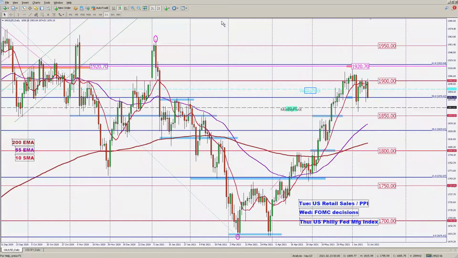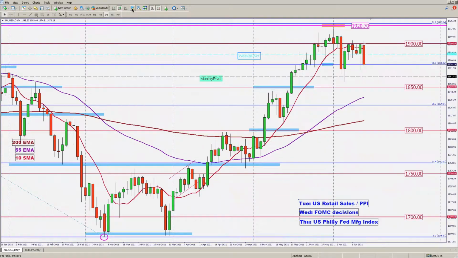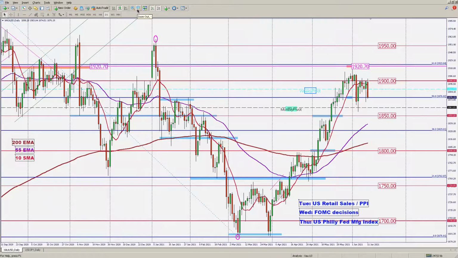Let's begin with spot gold. The last candle you will see was a very bearish move from the 1900 back down to the 50-pip retracement. Let's just remind everyone where it came from.